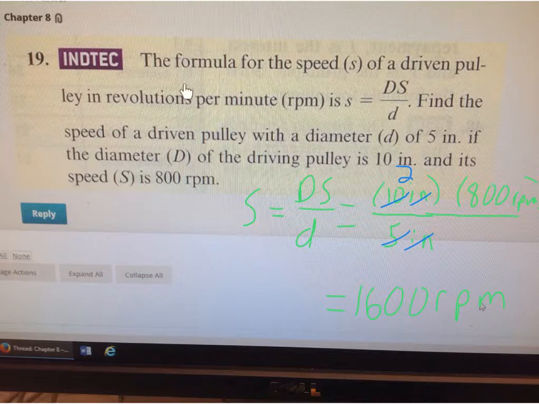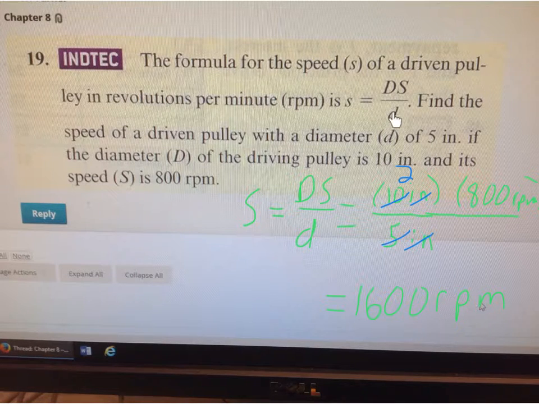The formula for the speed, lowercase s, of a driven pulley in revolutions per minute is lowercase s equals capital D times capital S over lowercase d. I guess they tell us what each of these mean. Find the speed of the driven pulley, which would be lowercase s, with a diameter, lowercase d, of 5 inches.